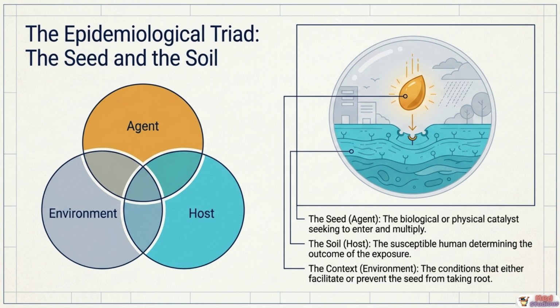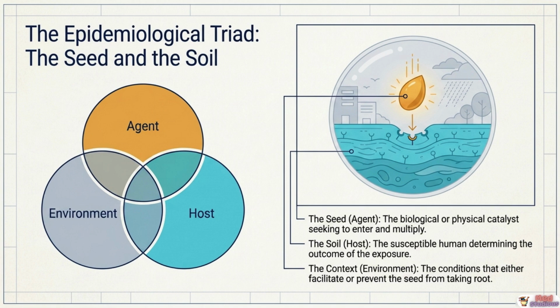The second component is the host, the susceptible human being, whose individual characteristics determine the outcome of exposure to the agent, the soil in which the seed lands. The third component is the environment, the external conditions, physical, biological, and psychosocial, that either facilitate or prevent the agent from reaching and establishing itself within the host.